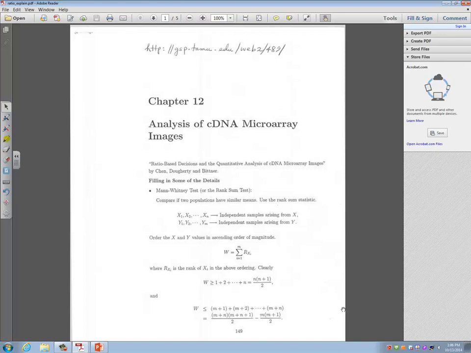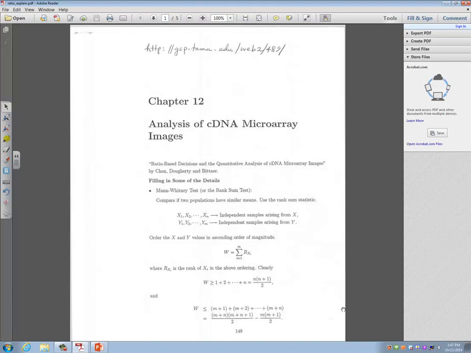In that case, the minimum value of this statistic will be when all the X's occur before any of the Y's. If you sum up the ranks of the individual X's, you will get 1 plus 2 all the way up to n, which is n times n plus 1 over 2. That's the minimum value. The other extreme scenario is when all the Y's occur before any of the X's. Then the ranks of the X's start at m plus 1 and go all the way up to m plus n. In this case, the sum is the sum of the first m plus n natural numbers, (m plus n)(m plus n plus 1) over 2, minus the sum of the first m natural numbers, which you are missing here, so minus m(m plus 1) over 2.